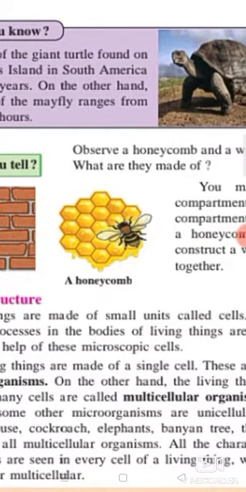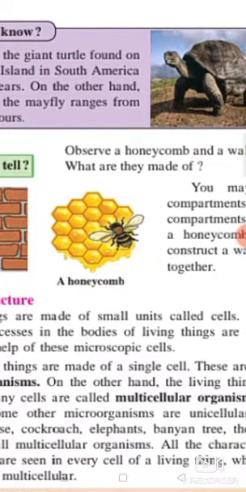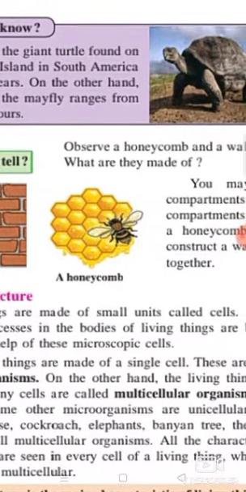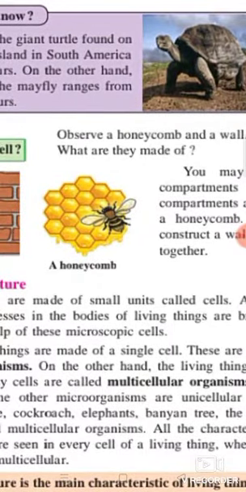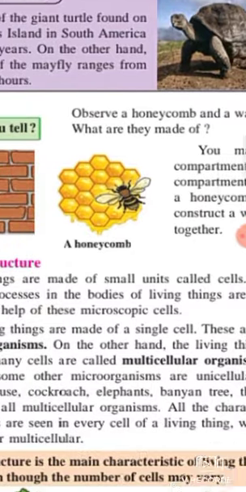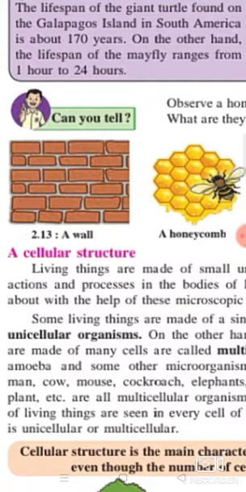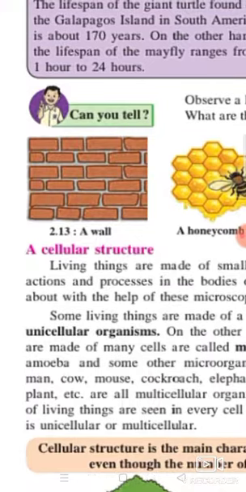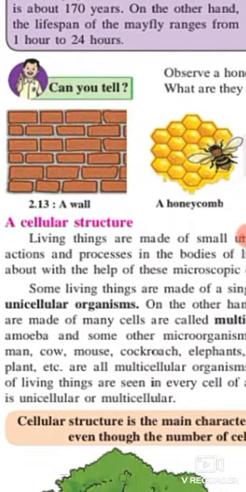And in the second picture, the yellow color parts are the compartments. Compartment means a separate section or a part of something. So the honeycomb makes these compartments for what? For storing honey and eggs. Okay, so in that way our body is made up of what? These compartments and the wall of bricks. So those are called what? Cells.